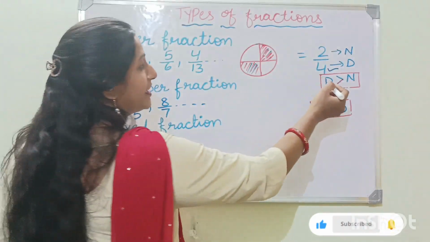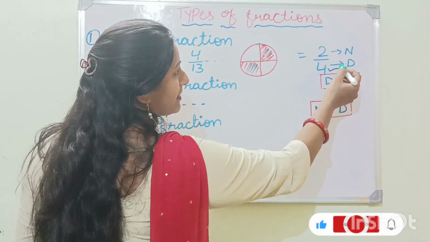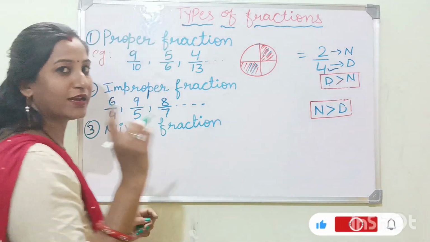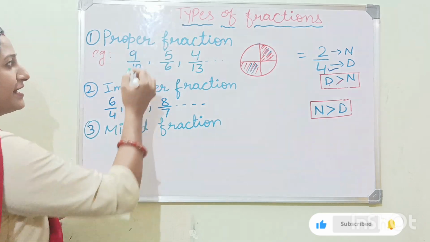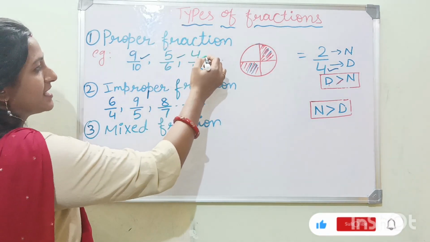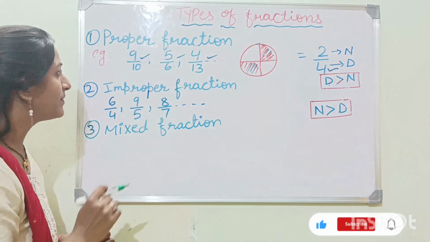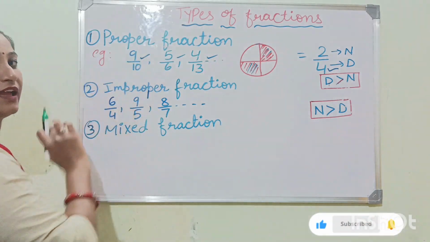When do we call it a proper fraction? When the denominator is greater than the numerator. So d is greater than n. You can call it a proper fraction, like 9 by 10, 5 by 6, 4 by 13. These are all proper fractions. Why? Because d is greater than n.